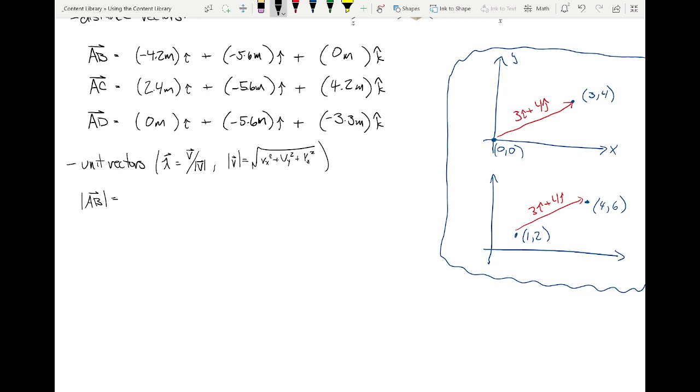4.2 squared plus 5.6 squared plus 0 squared. Notice how I'm not bothering with the negatives. Why am I not bothering with the negatives? Because I'm taking these numbers and squaring them. It doesn't matter whether they're positive or negative. When you're doing magnitudes, you just take the value, square it, and take the square root of the sum of the squares. Your magnitude is always positive.